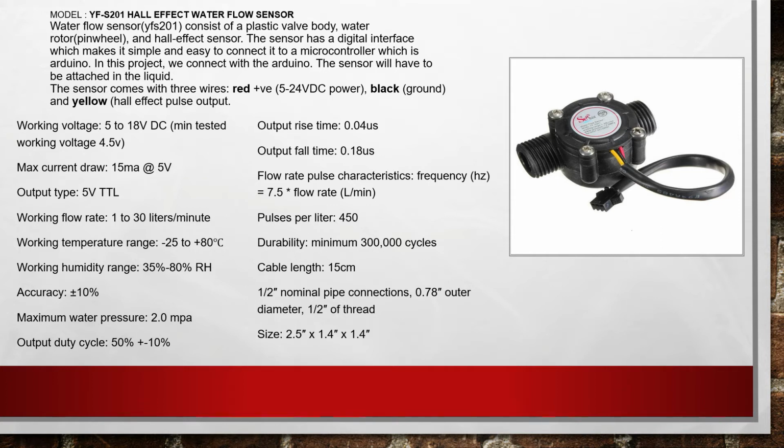Next is the maximum water flow pressure. Water pressure is 2.0 megapascal. Output duty cycle is 50% plus or minus 10%. Output rise time is 0.04. Output fall time is 0.18. The flow rate pulse characteristic is that frequency is equal to 7.5 times the flow rate. This is the formula for the flow rate pulse characteristic. Next is pulses per liter, 450. Durability minimum is 300,000 cycles.